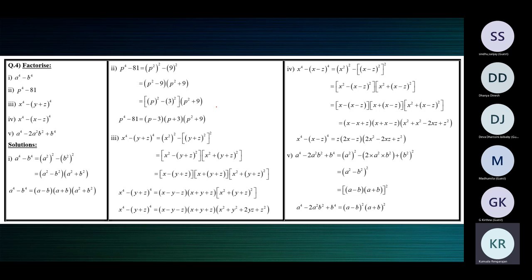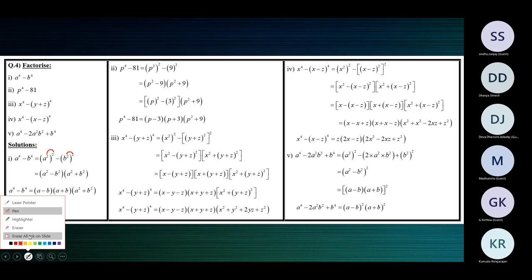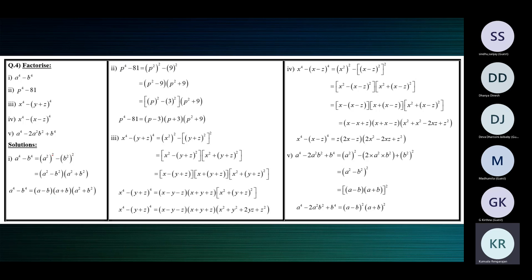All right, I'll just explain the first and the second one. So here we have two terms, a to the power 4 minus b to the power 4. A to the power 4 can be written as a square the whole square, and b to the power 4 can be written as b square the whole square, because 2 twos are 4. Now take away the squares. So this is like actually x square minus y square, where this is your x and this is your y.